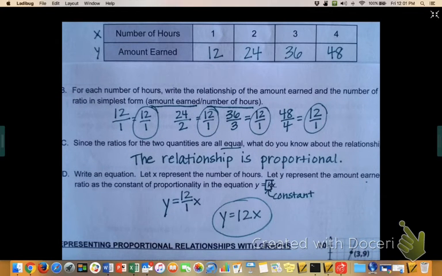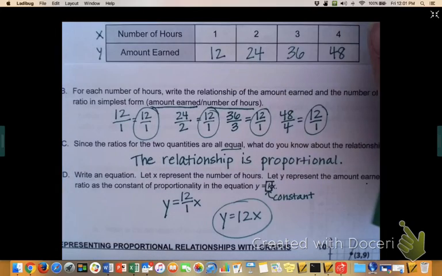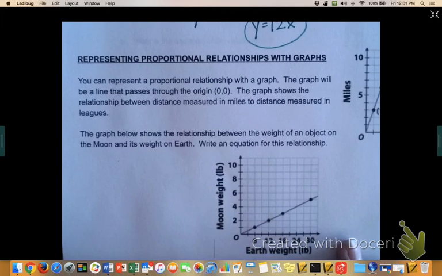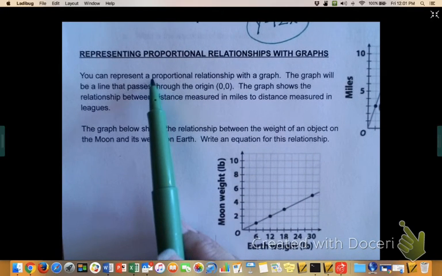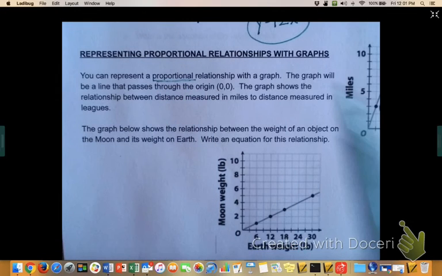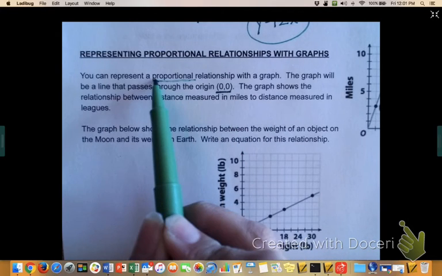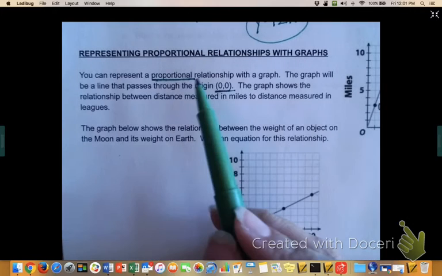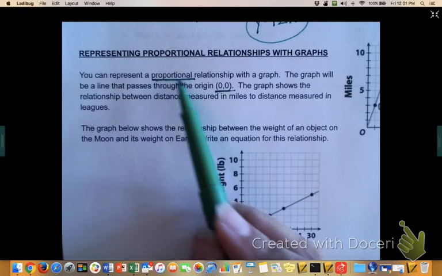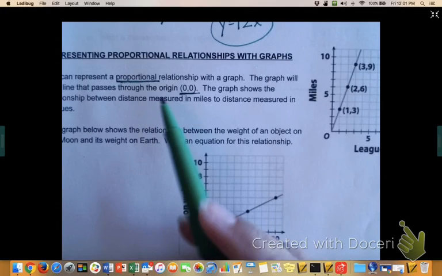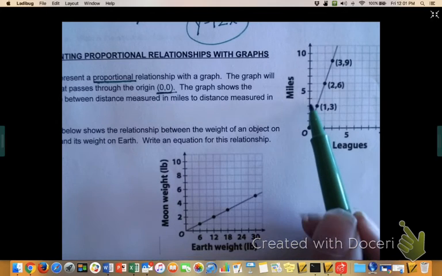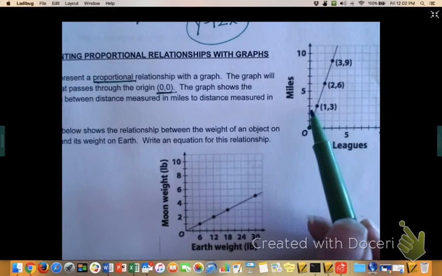All right, now that we've looked at tables and equations, let's take a look at graphs. You can also represent proportional relationships with a graph. The graph will be a line that passes through the origin. This is extremely important. This word and this coordinate that I've underlined go together every time. In order for a graph to be called proportional, it is going to touch the origin at 0, 0 exactly. If it touches somewhere else up the y-axis, it is not proportional.